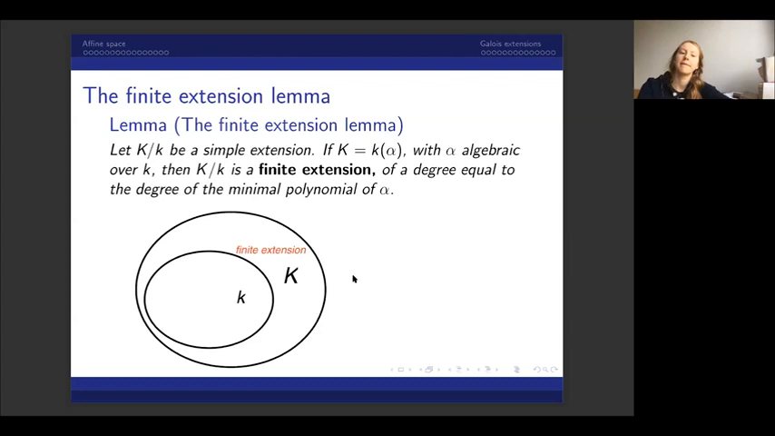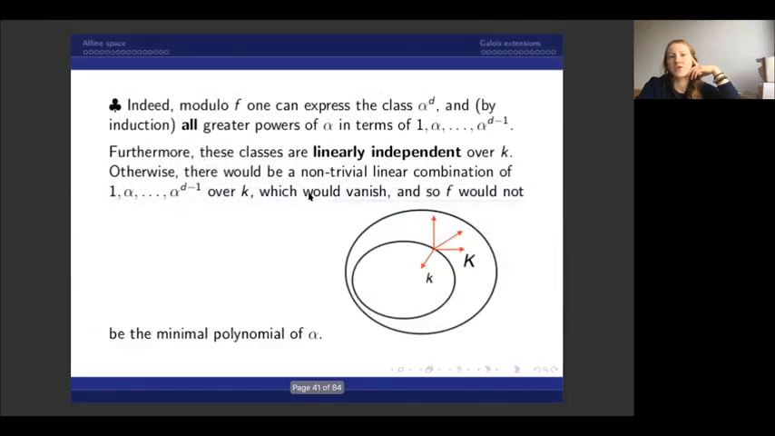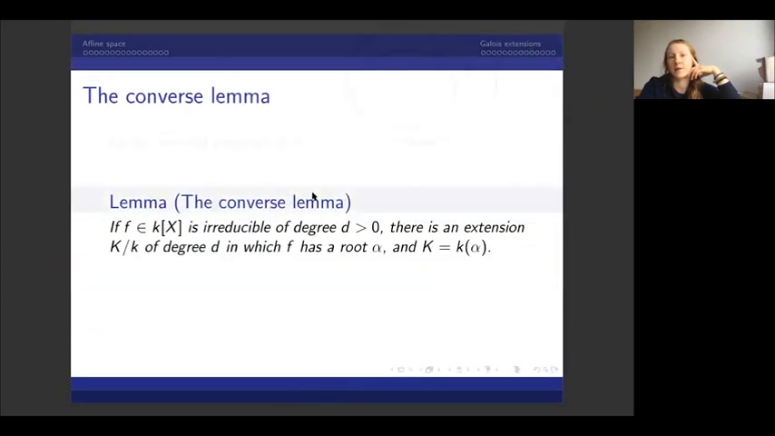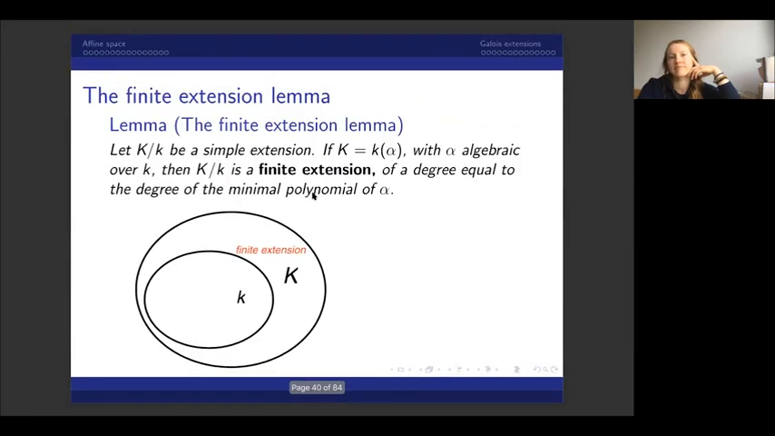two very important lemmas, which are about finite extensions, and another one which is its converse. So you will have the converse lemma. Okay, so suppose that we have a simple extension, capital K over small k. So if we suppose that capital K is small k of alpha, where alpha is algebraic over small k, then capital K over small k is a finite extension.